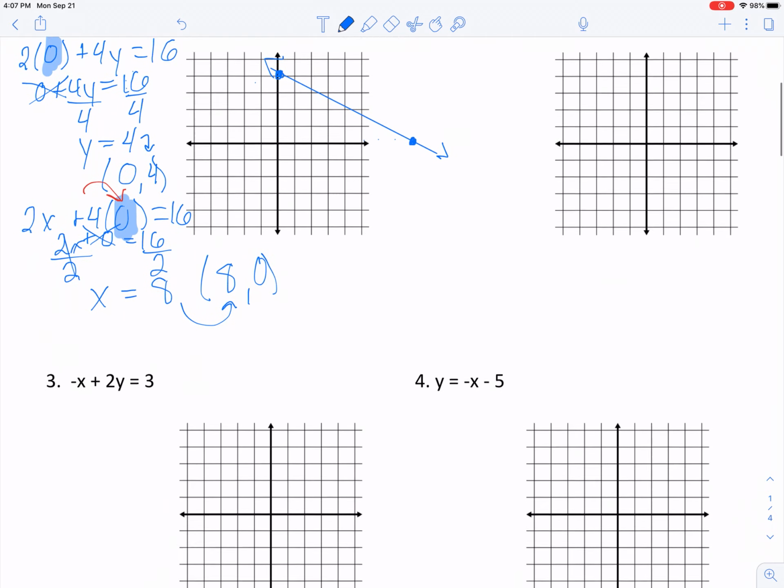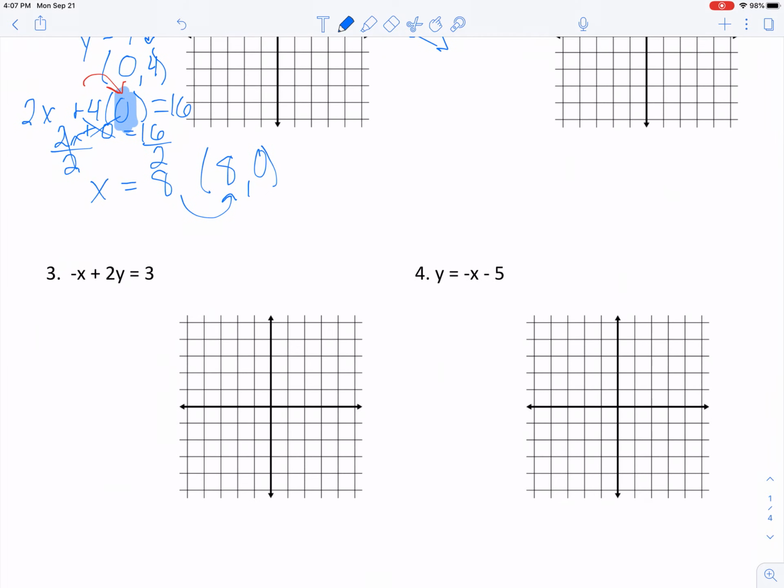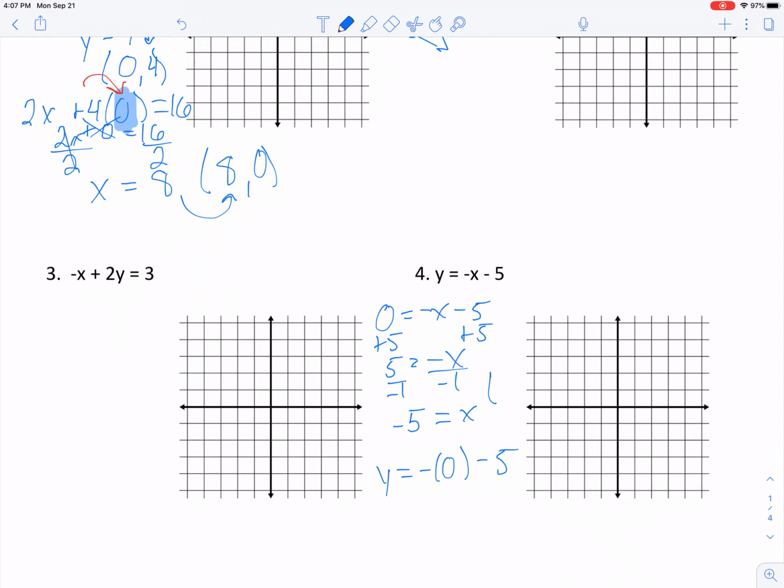The only other thing I can think of that'll be kind of interesting is number 4, where it's not already in standard form. That's okay. You don't have to put it in standard form. Just plug in the zeros like you know. So here's 0 equals negative x minus 5, and y equals negative 0 minus 5. Solve each of those. For this one, I'm going to add 5 to both sides, and that gives me a negative x. The way to get rid of that negative sign is to divide by negative 1. That means negative 5 equals x. So this one is (-5, 0). So 1, 2, 3, 4, 5, 0.